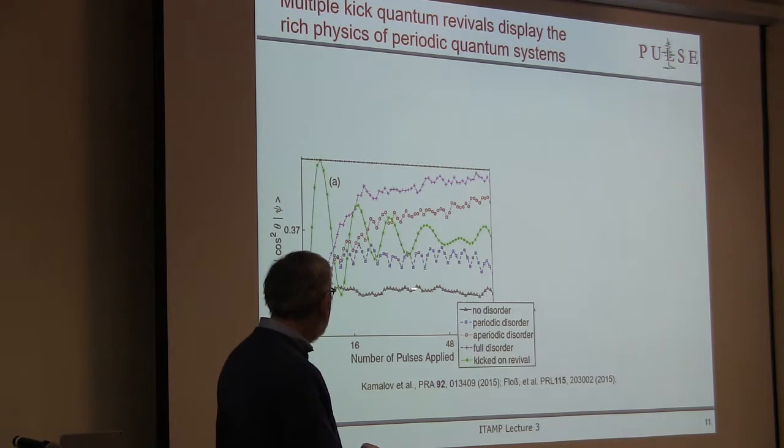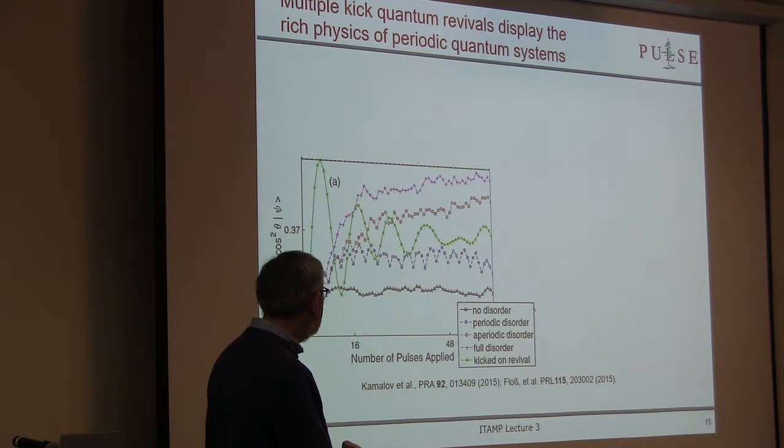So you get some saturation, and you might expect that the position of the saturation point depends on how close you are to the resonance. Now, all you need to do is introduce disorder, and it will always get better. Periodic disorder, these are simulations. Periodic disorder gets you a little bit better. Aperiodic disorder gets you even a little bit better. Full disorder, just throw in a random number generator on the kicks, and actually that does the best.